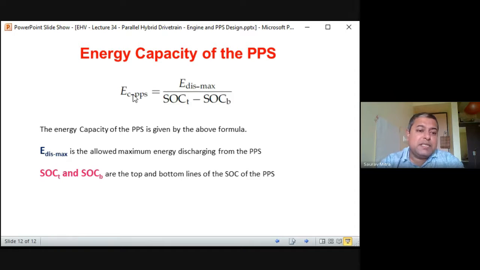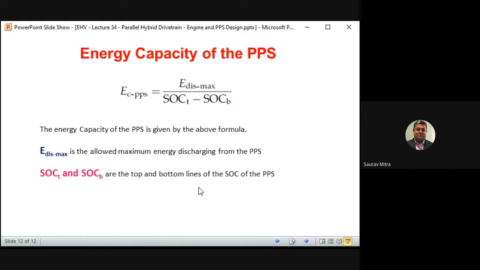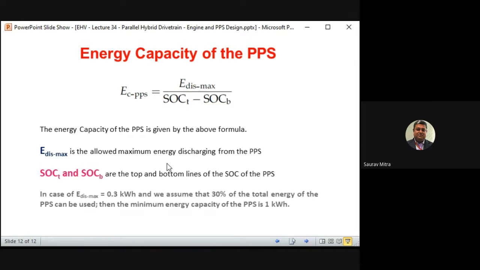Okay. So how much is the energy capacity? It is how much it has discharged. That we have to see first, divided by SOC T minus SOC B, the top and bottom part of the PPS. Generally, we are always discussing 100% and 70%. So this SOC T minus SOC B can be 100% minus 70%. So how much energy is discharging from the PPS from top to bottom? Okay, that ratio is actually giving us ECPPS.